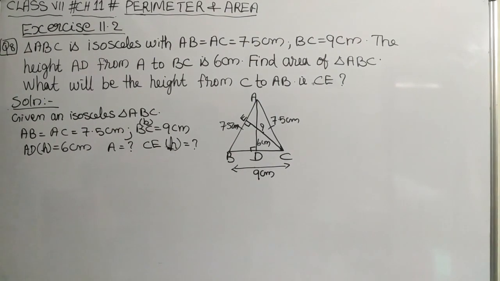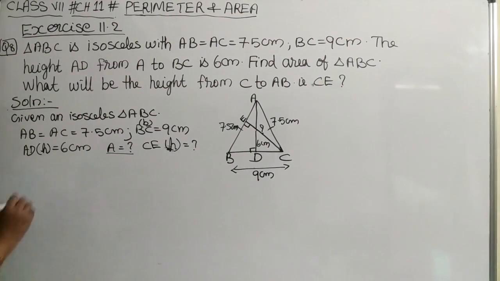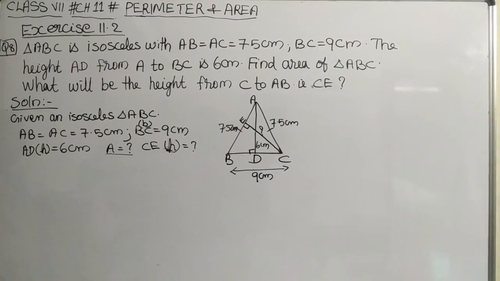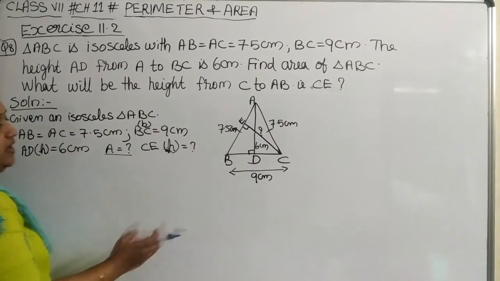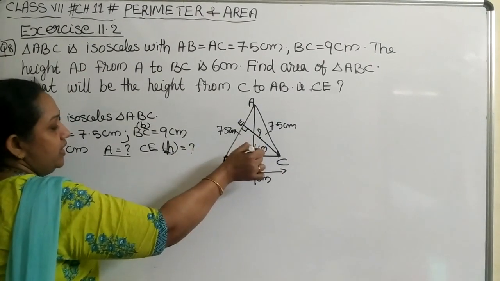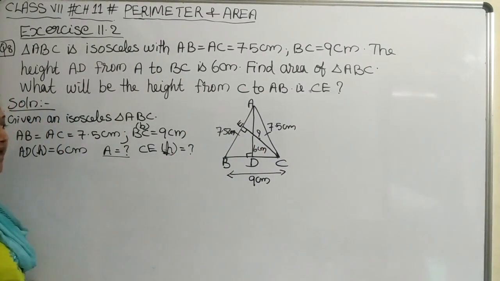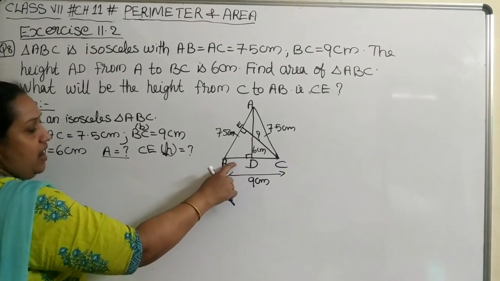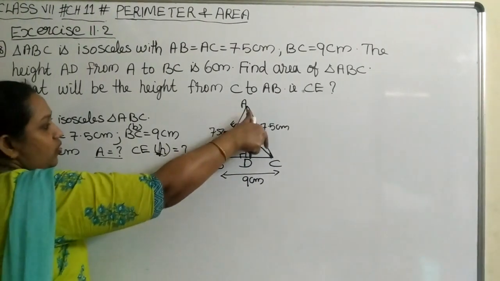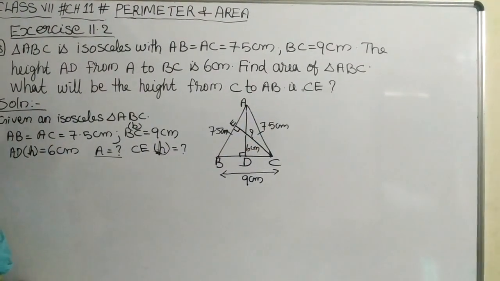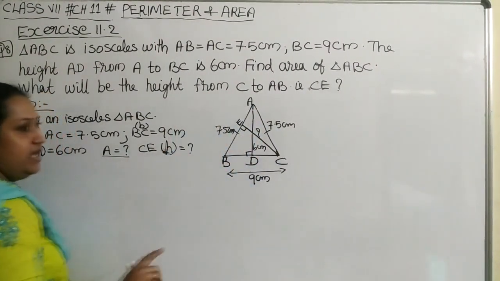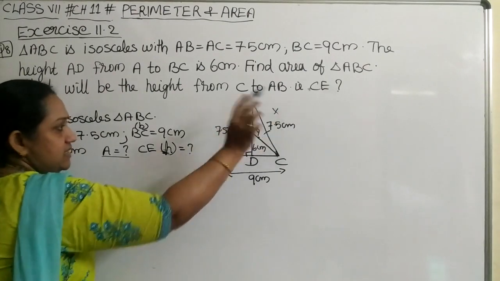So we can find the area of triangle ABC. The area of triangle ABC is half into base into height. So children, if we are taking BC as the base, we know the perpendicular height towards BC is AD. So we can take half into BC into AD. We can't take AB or AC as the base. Why? Because there is no perpendicular drawn from B to AC. So we can't take AC as the base.